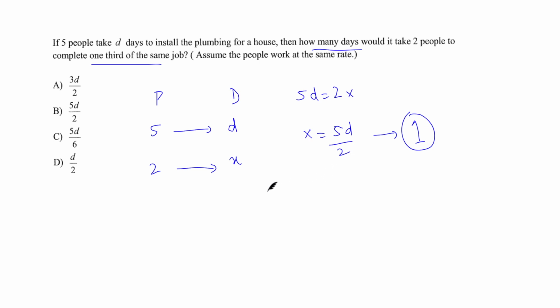So if we want 1/3 of the job, that would be 5D over 2 into 1 over 3. So our answer should be 5D over 6. This is our answer, which is option choice C.